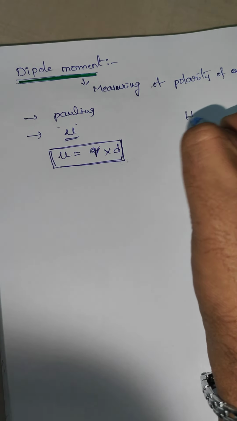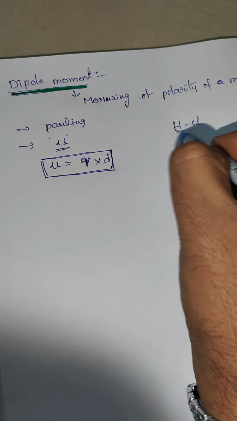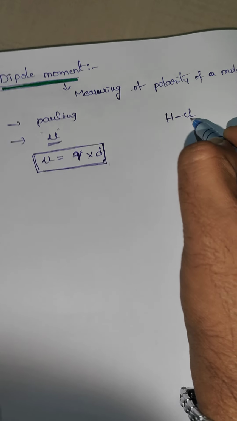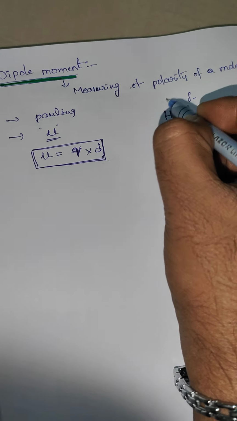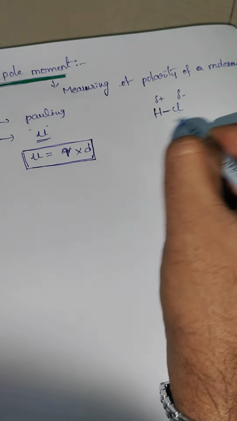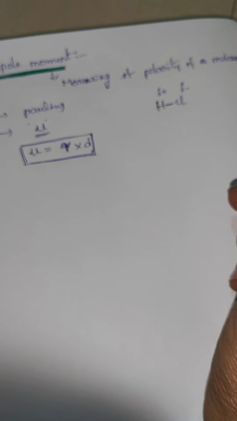For example, hydrochloric acid, HCl. This is a polar molecule. Polar molecule means there is an electronegativity difference, so one of the atoms gets partially negative and the other gets partially positive. The polarity of this molecule is nothing but the dipole moment.